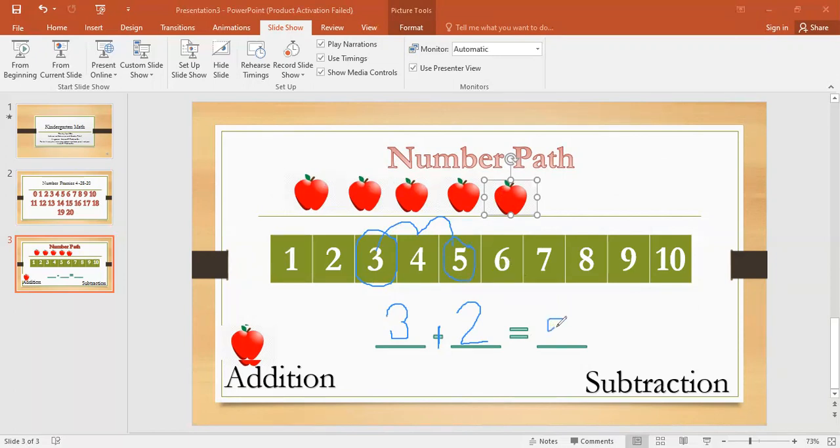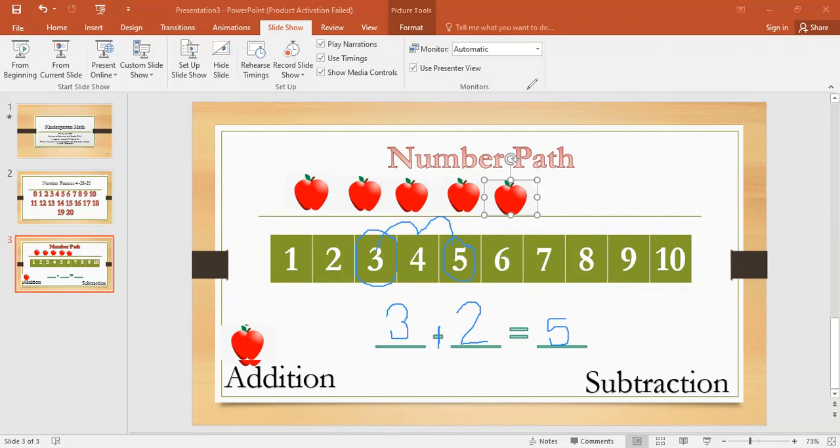5. And we know that because in our number path, we jumped 2 spots. And that took us to the number 5. So we have 3 plus 2 equals 5. Please say that with me. 3 plus 2 equals 5. All right, great job, guys.